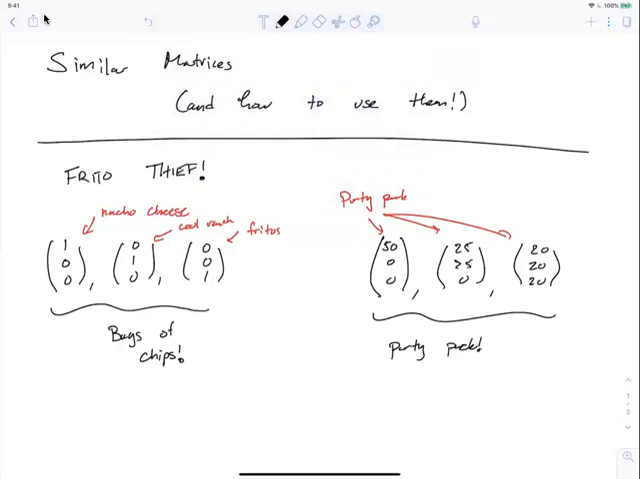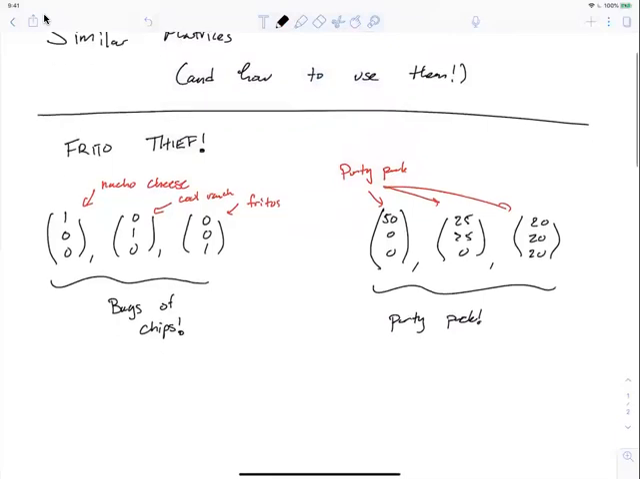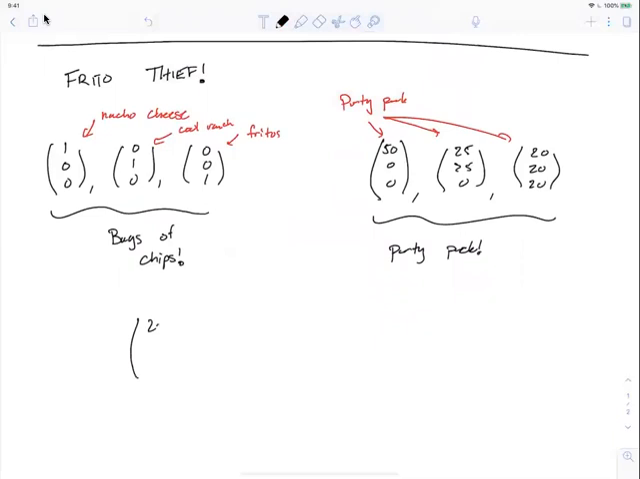And so last time we discovered that if you express a quantity of chips in bags, you can transfer that to party packs and vice versa. So for example, if we have something that looks like 200, 150, and 100, we can take that in bags and change the basis and express this in terms of party packs. Something that looks like that. That will be 1, 2, and 5 party packs.